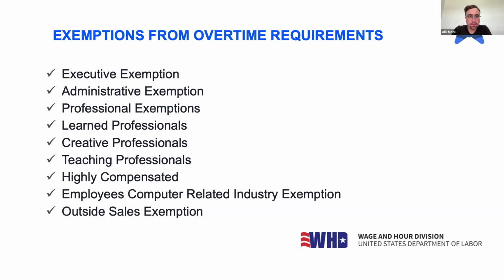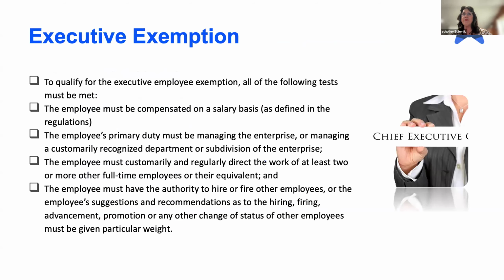I'm going to hit the highlights of each one of these. I could do a full day webinar on this, but we're going to cover the key points. So an executive exemption, that is pretty much what it sounds like. It's one of your executives. They are primarily responsible for a major department or function of your business. They're managing the enterprise or a department. They are also directing the work of at least two or more other full-time employees, and they have the authority to hire and fire other employees. So if they fit these criteria and they make the $844 a week, then they are an exempt employee.